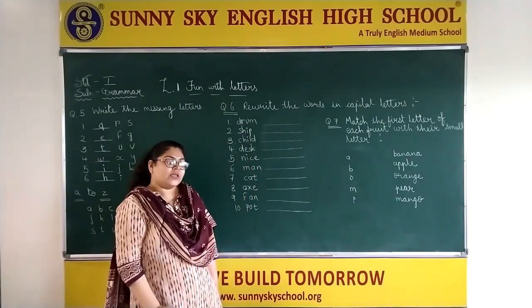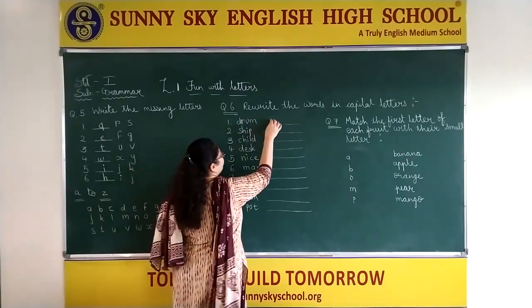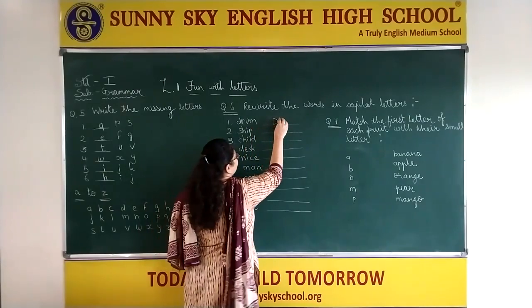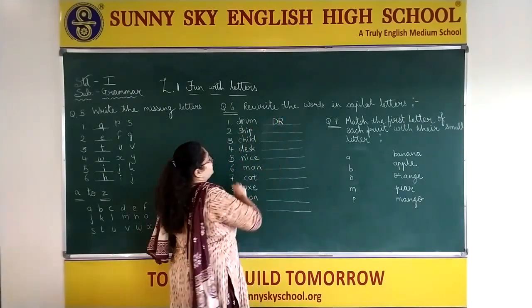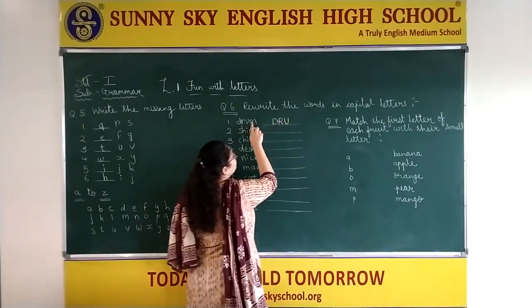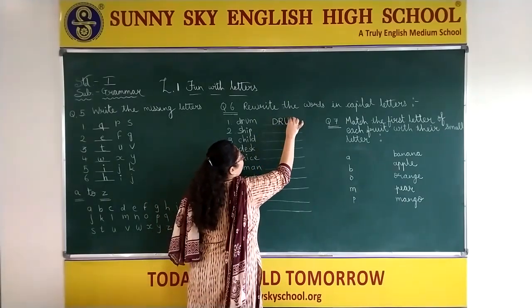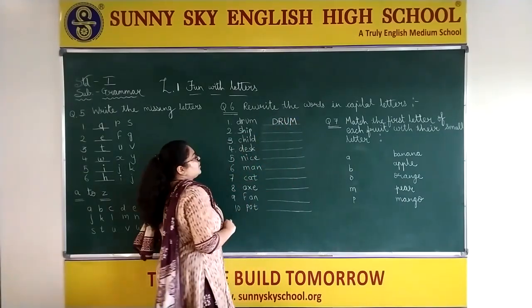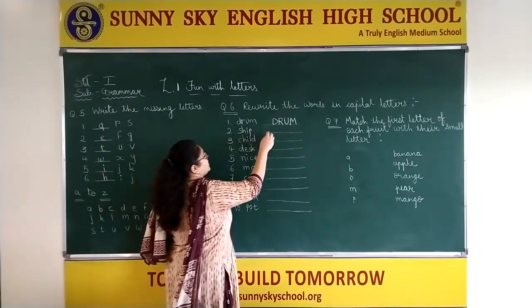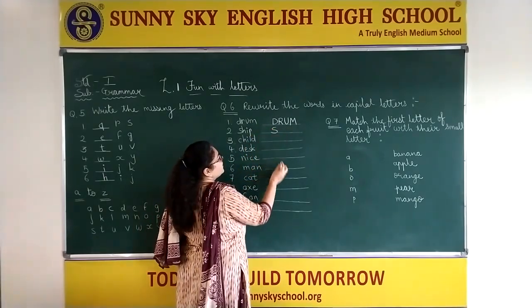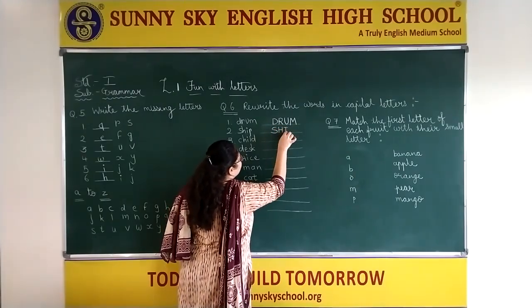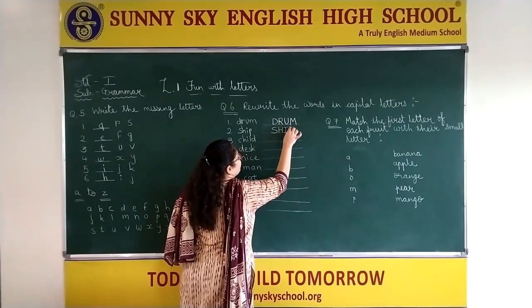So first word is D, R, U, M, drum. We will write drum in capital letter. First we will write D capital this way. Then we will write R capital this way. Then we will write U capital this way. And then we will write M capital this way. Drum. Now our next word is ship. S-H-I-P. Same way we will write first S capital, then H capital, then I capital, and then P capital.